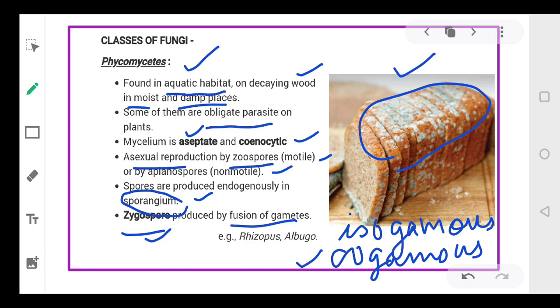Okay, and the familiar example that I discussed here is the fungi present on the bread. So generally it is the Rhizopus which is present on the bread, right? Is it clear, everyone? Okay.